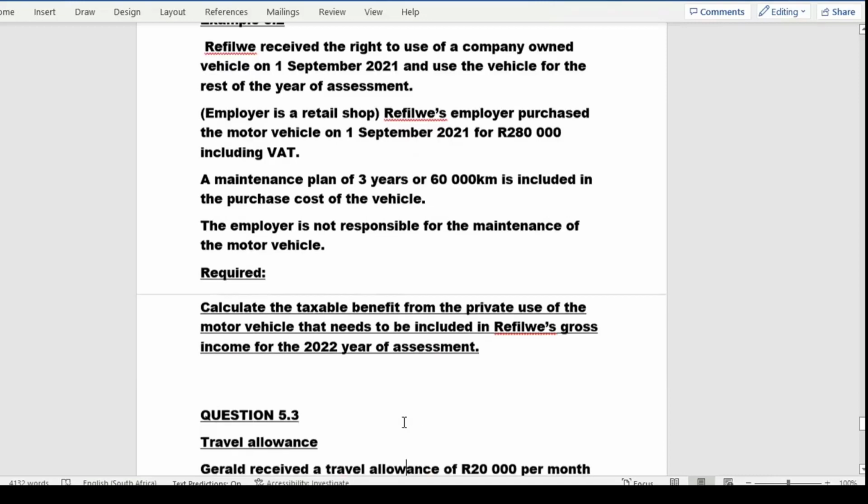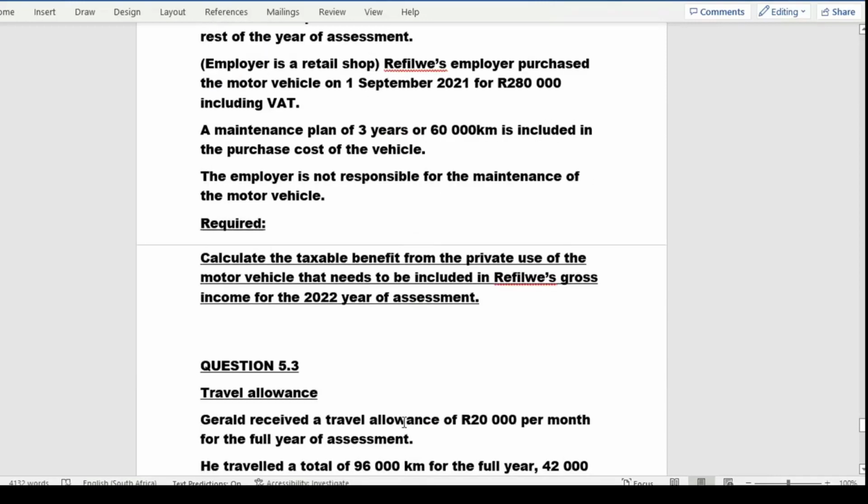I think this question was supposed to say the employer is actually not responsible for this. But let's look at the required part, which says: calculate the taxable benefit from the private use of the motor vehicle that needs to be included in gross income for the year of assessment. Anzani, do you want to attempt this for me?